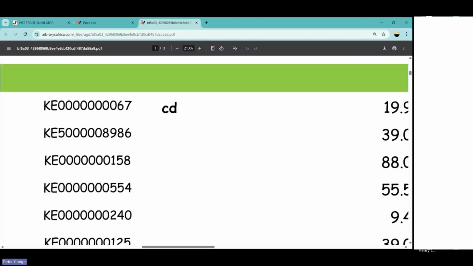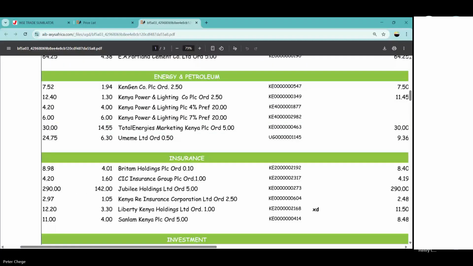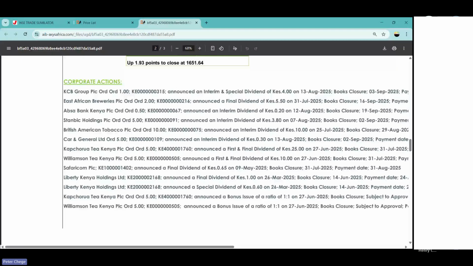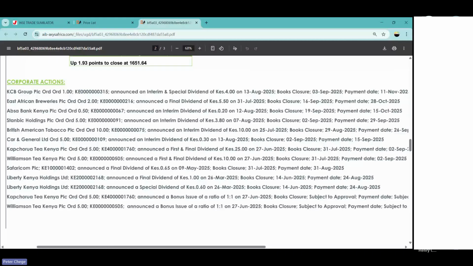If I zoom in and scroll down to where the corporate actions are, it is here. This is where dividends are announced by NSE. So the price list, under corporate action. You have the company, the date they made the announcement. So they announced interim and special. So these 4 shillings have an interim and a special dividend.